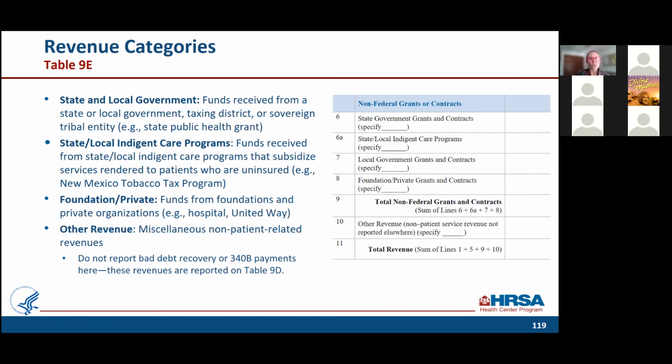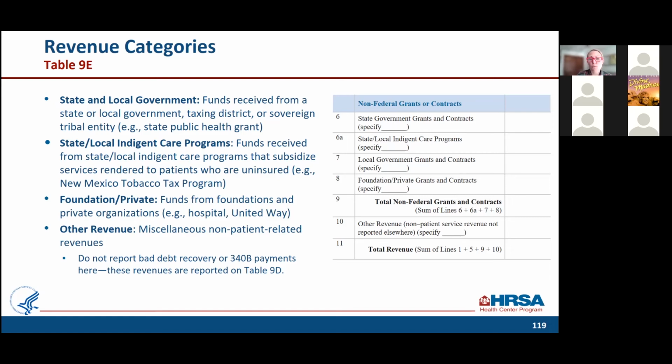So, state and local government. Funds received by state or local government, taxing district, or sovereign tribal entity, like WIC, are reported here. Don't include fee-for-service payments like breast and cervical cancer programs or indigent care programs here. You'll report those on 9D because it's patient service revenue.